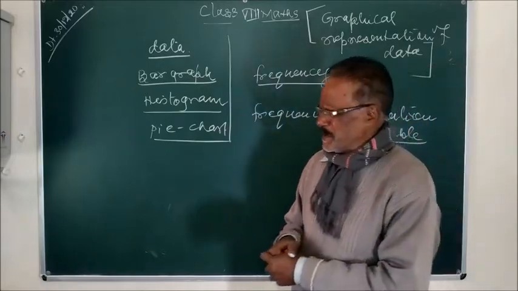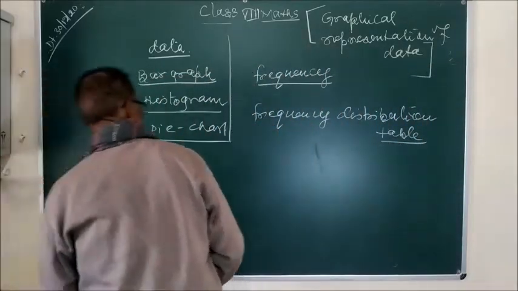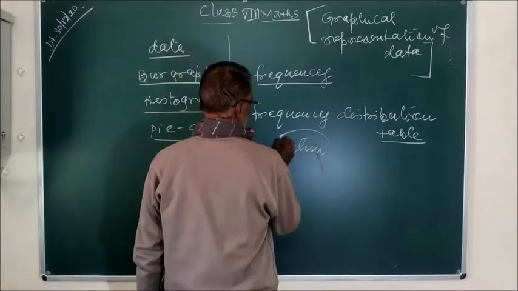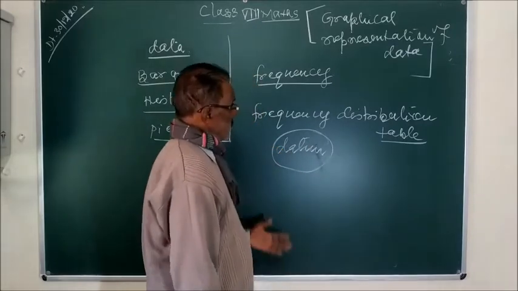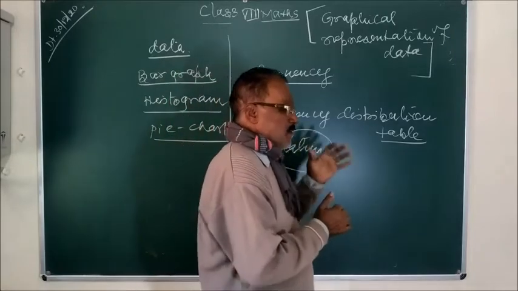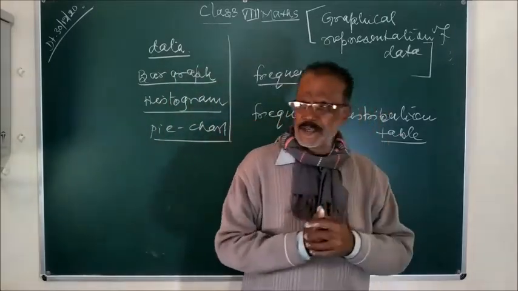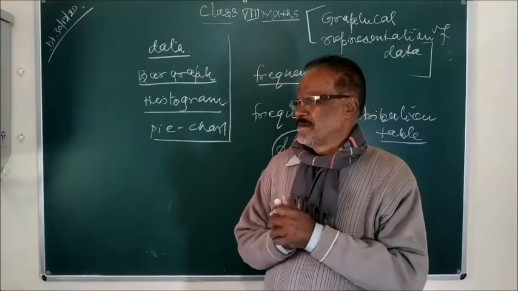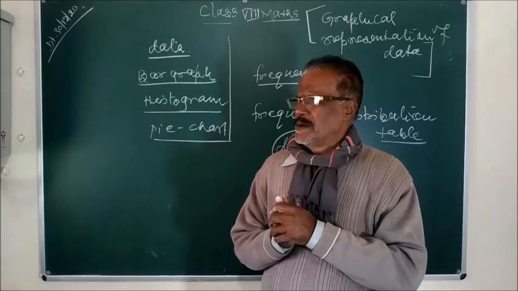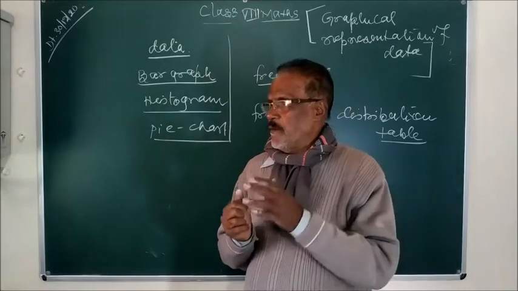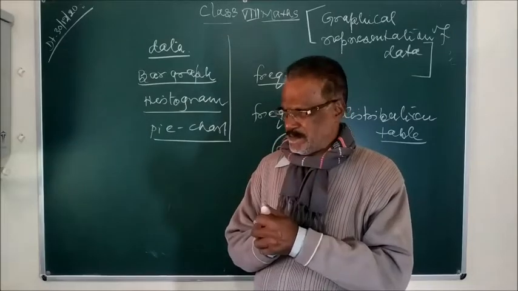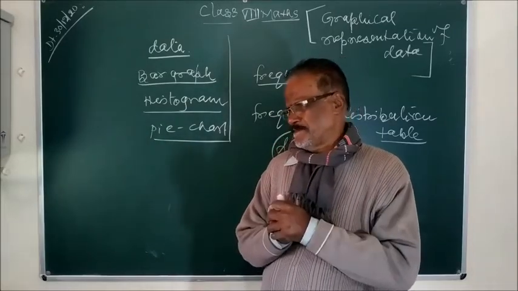Data, this is the plural word of datum, D-A-T-U-M. So first you see what is data, whatever it is called. Number of various types of information we collect. So the collection of facts of objects or any event, that is simply known as data.